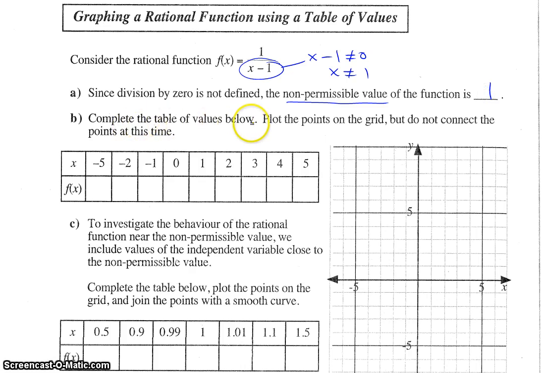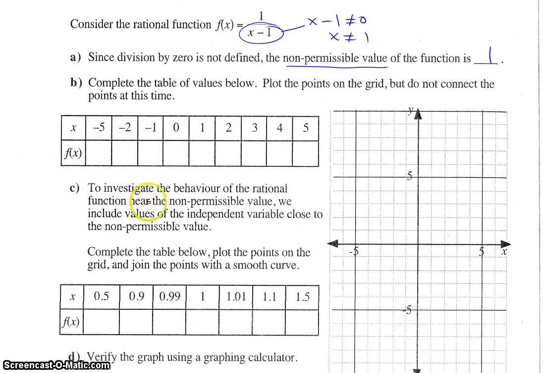Complete the table of values below, plot the points on the grid, but do not connect the points at this time. So what you're going to do is fill in this table of values. Just remember here, f of x is equal to this function up here, which is 1 over x minus 1. So put each of these values in for x into that function, and determine your y values. Fill the table in, plot the points, but don't connect them yet. All right, so pause your video.